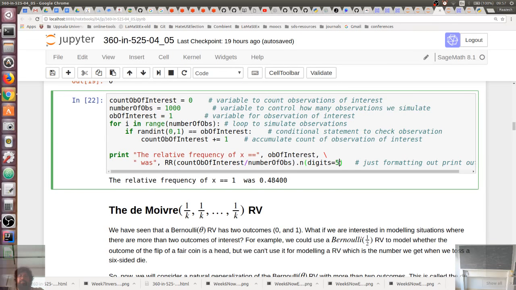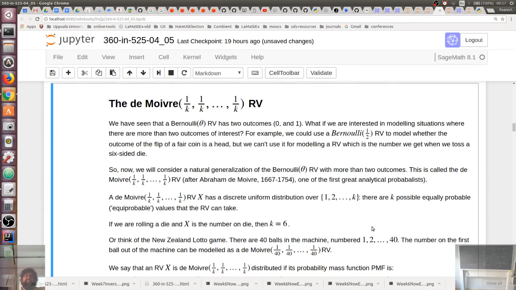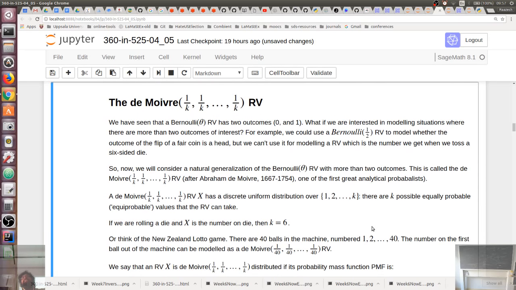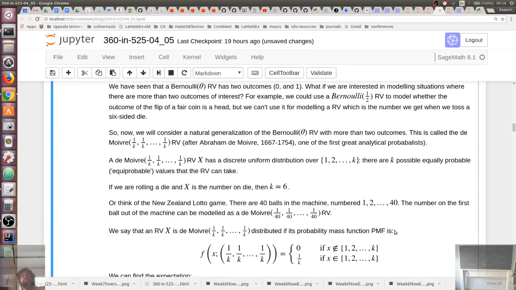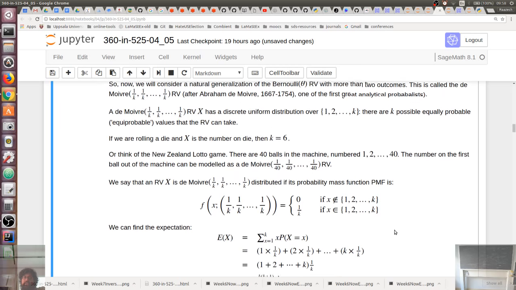Okay, let's quickly get to the de Moivre distribution before fika. So this essentially has k faces, each face has probability 1 over k, right? And this is kind of how we model lotto balls in New Zealand. The balls are labeled 1 through 40. Any one of them can come out. So that's how we would model that random variable.